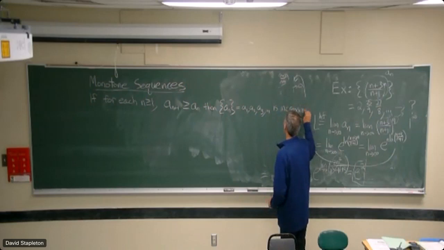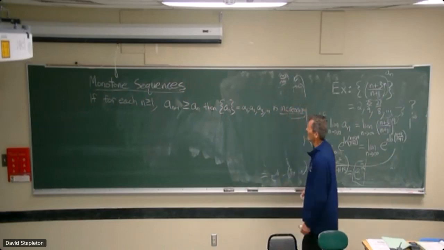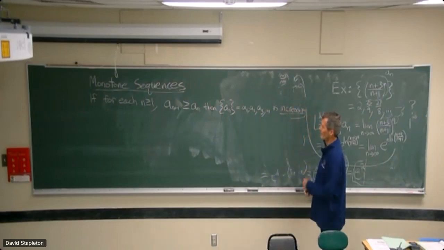This is kind of awkward because each term can be equal to the previous one. It's still increasing. I mean, you can have the sequence 1, 1, 1, 1. According to that definition, it's increasing. Some books give a little different definition where it has to actually be greater.